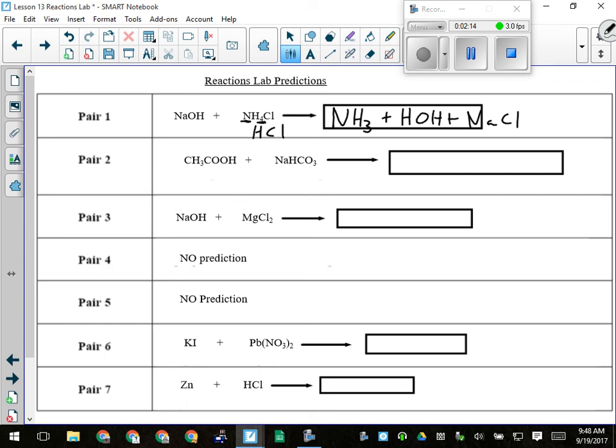Pair number 2 also didn't go as predicted. Yesterday we said this was a double replacement reaction, so we would have predicted that Na would end up with acetate, and that H2CO3 is the other one. Except, what happened when you mix those two things together? No, that wasn't the one that turned yellow. This one bubbles and fizzes.